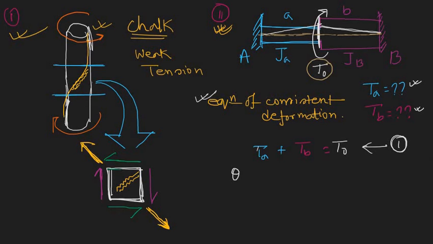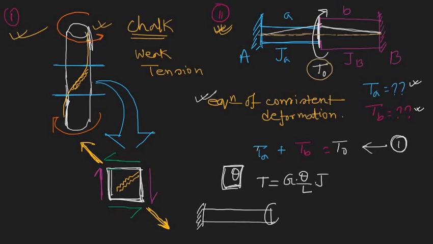And here theta is expressed in terms of torsion T. If you cannot remember the equation, T is equal to G times theta divided by L times J. J is the polar moment of inertia, and this equation was derived for this case. This was your applied torsion and the length was L, and the angle of twist theta was measured with respect to this center line. So for these cases, first we consider the left one, then the right one. Let me clear the left portion.